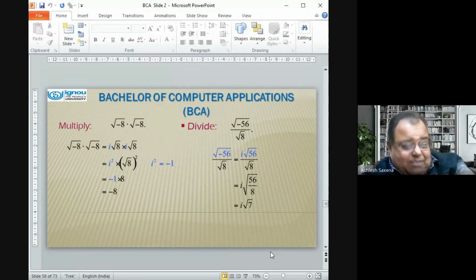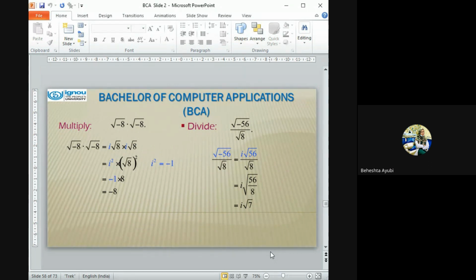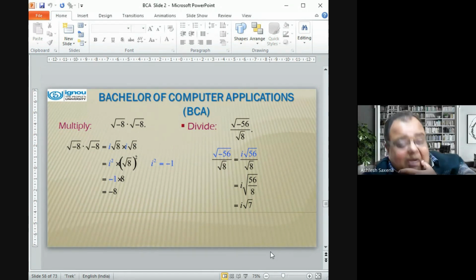Yes, minus 8, okay. But why is this minus 8? I'll tell you. In any condition, we cannot multiply an under root with a minus sign. That is not a number, that is a complex part, the imaginary part of a number.